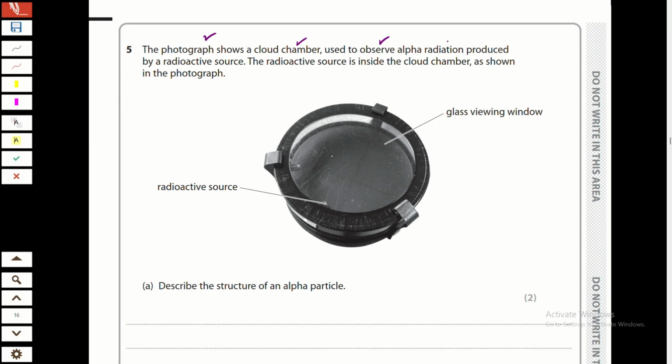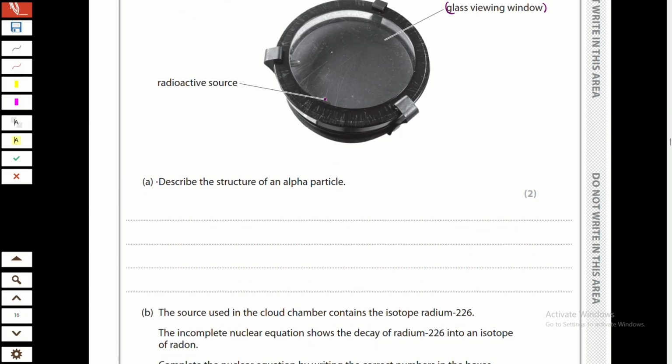Now, question number 5 is about radioactivity. The photograph shows a cloud chamber used to observe alpha radiation produced by a radioactive source. The radioactive source is inside the cloud chamber as shown in the photograph. So here is our radioactive source, and here is a glass viewing window. So this is just a glass, and you can observe alpha radiation produced inside the cloud chamber by the radioactive source. Okay. Describe the structure of an alpha particle.